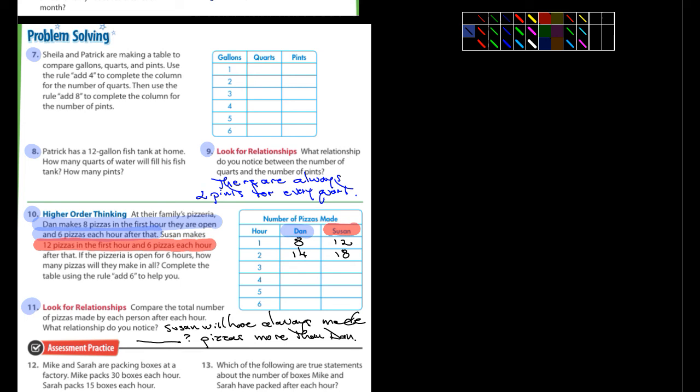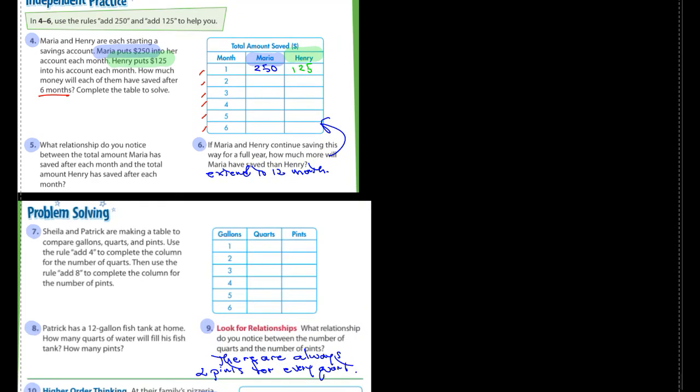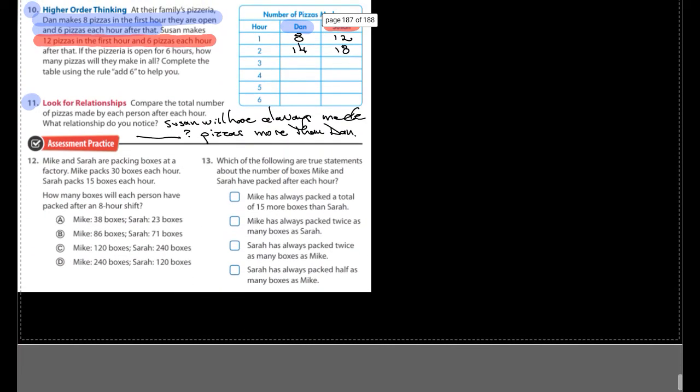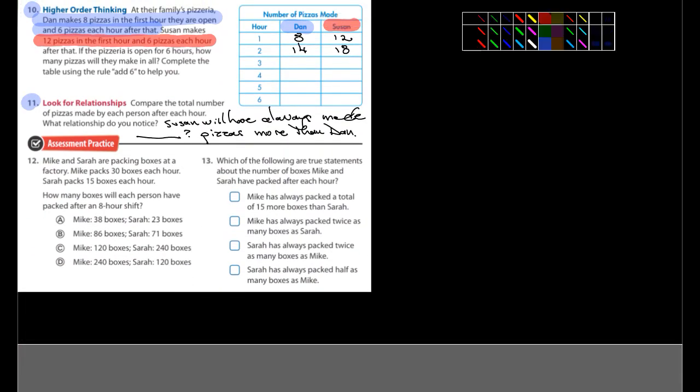And then 12, finally, I think we're about done here. Mike and Sarah are packaging. Scroll down a little bit further here. Yeah, you can do 12 and you can do 13. So that's it. Oh my gosh, I think that might be the last lesson for the entire school year.